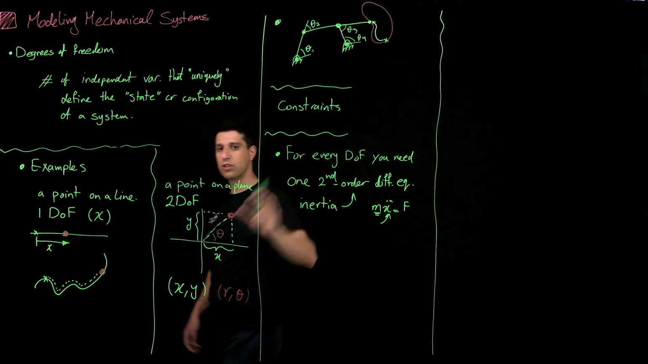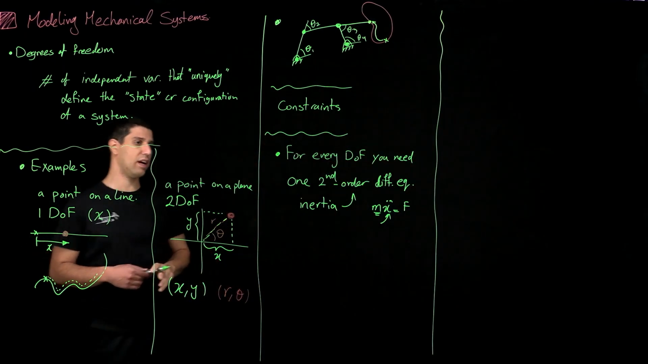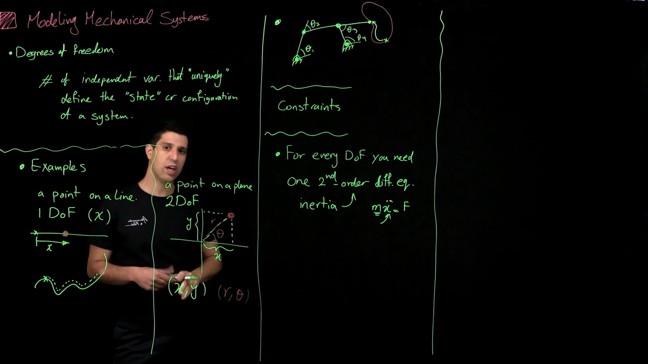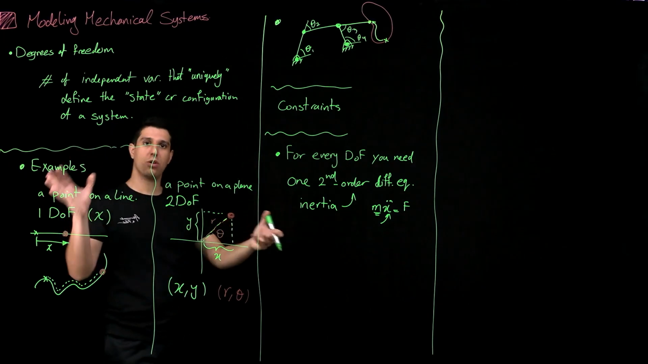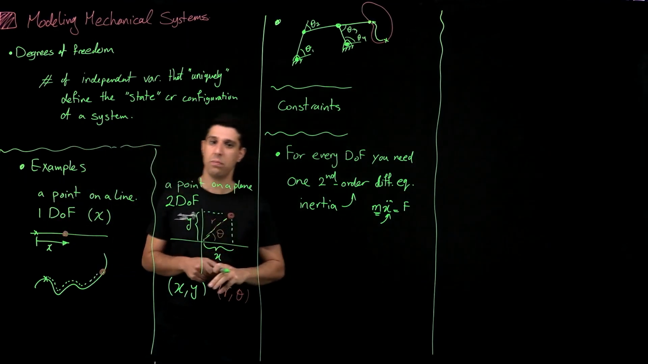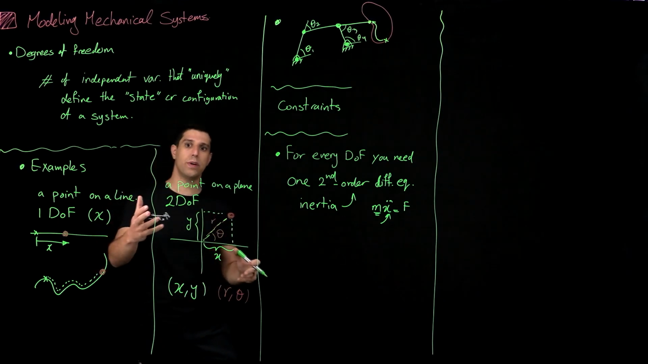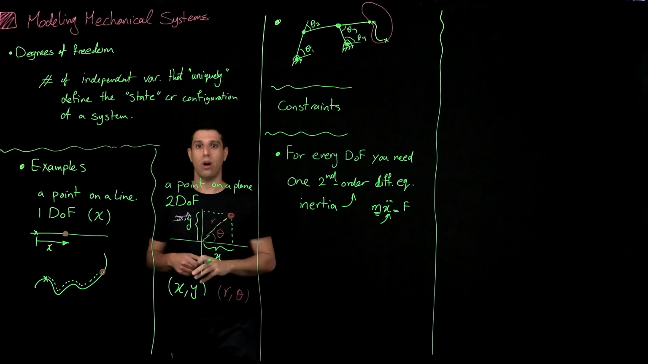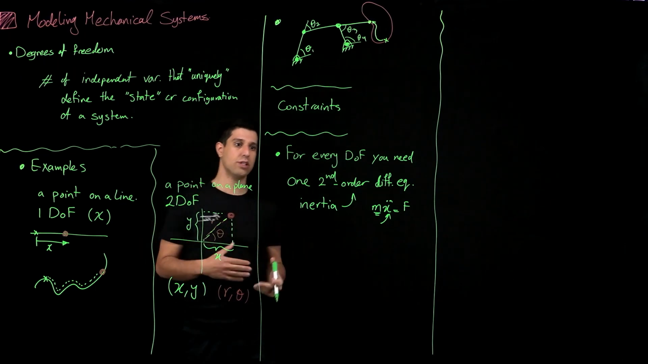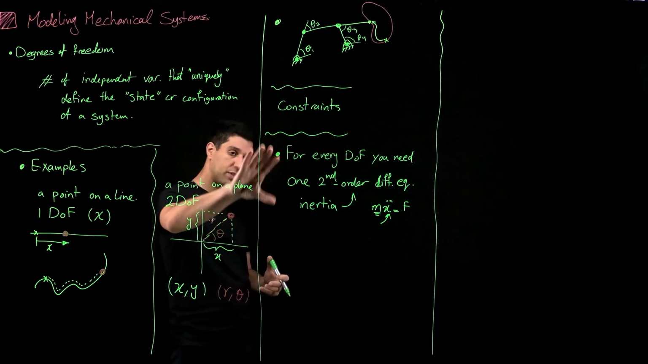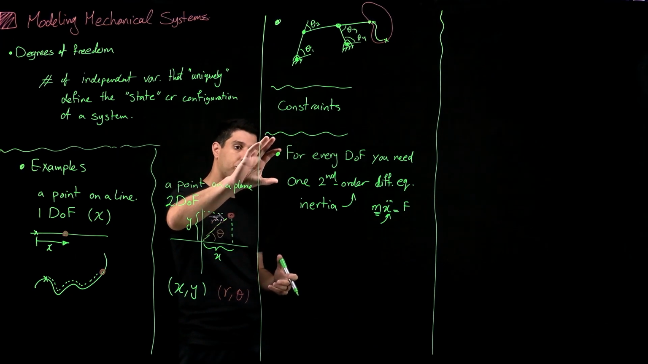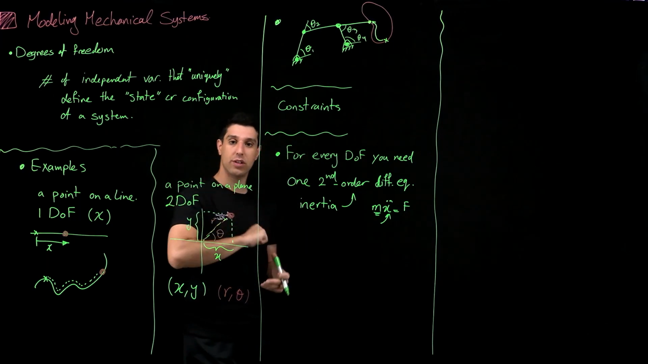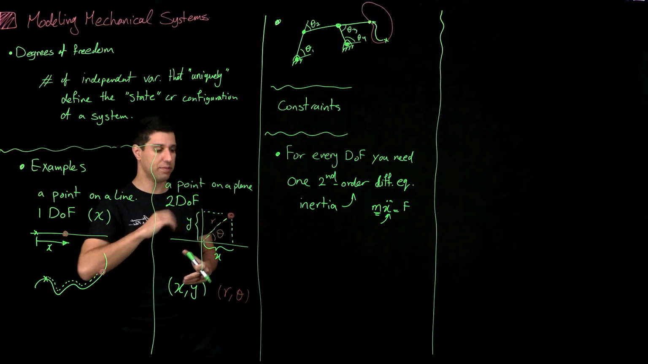So this is a very good guiding principle and a check. If you have a complex mechanism that you know has, I don't know, 8 degrees of freedom, and you solve it and come up with 2 equations, you probably know something went wrong. You need more equations: 1 second order differential equation per degree of freedom.